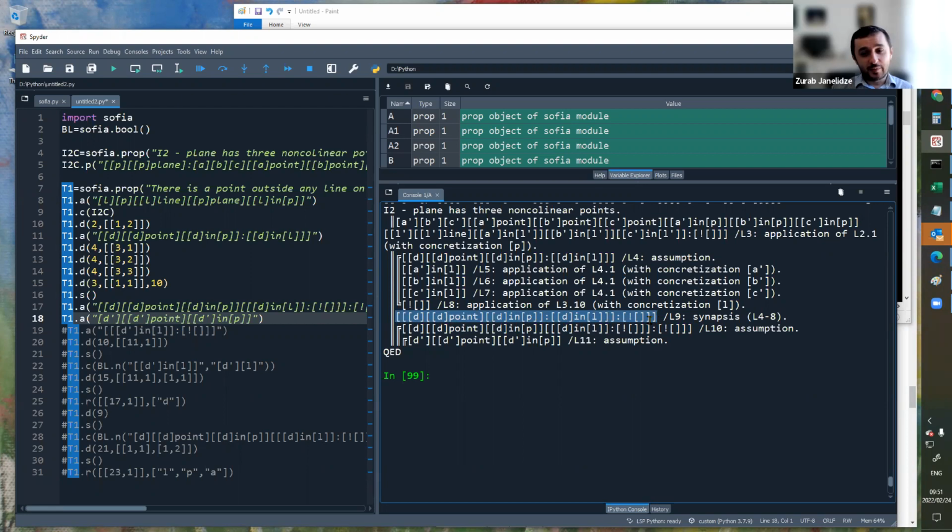And line 9 tells me the existence of a point that lies on P. It tells me that every time I have a point lying on P, implying that it lies on L, that thing is false. So somehow this part is almost like a common part to line 9 and line 10.